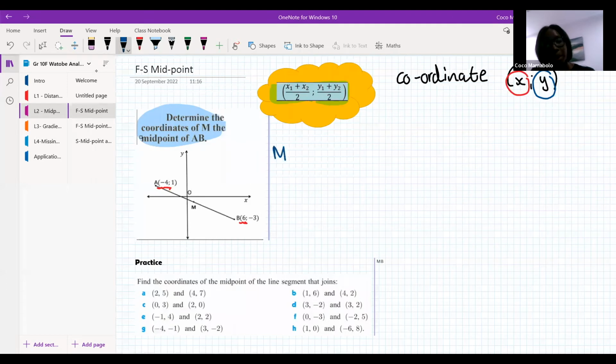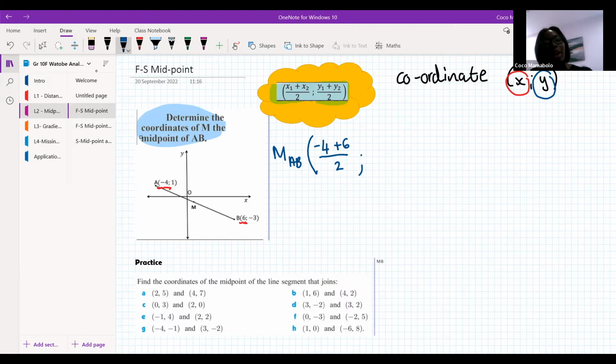So the midpoint of AB is, I'm going to start with my x values. My x value is going to be -4 plus 6, because that's what the formula tells me to do. -4 plus 6 divided by 2. Okay, that's my x value.